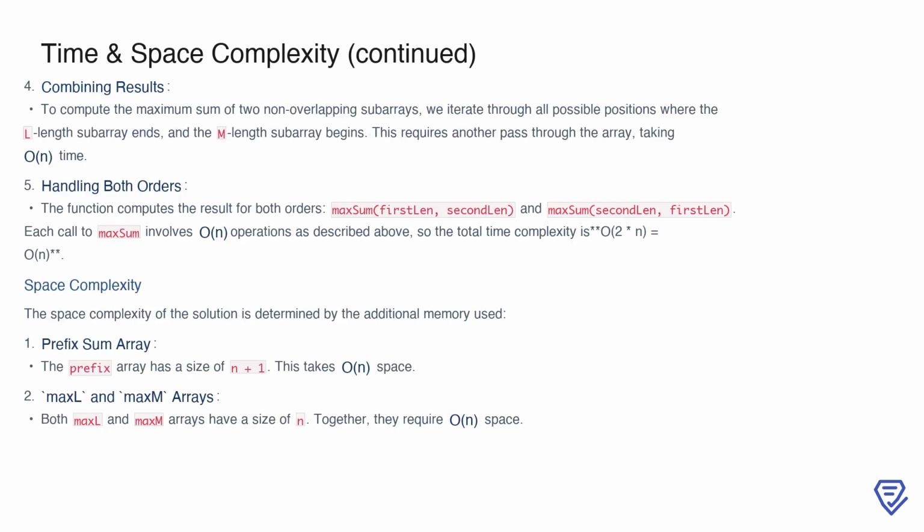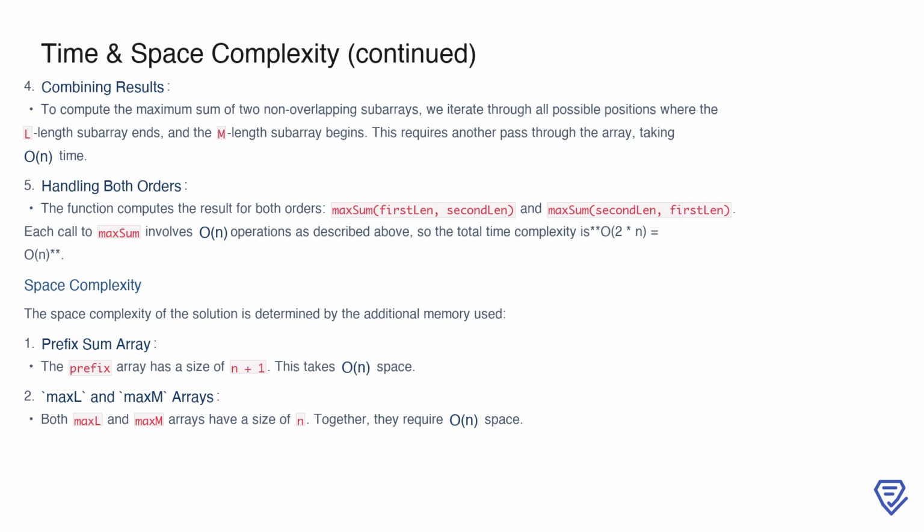Now, let's look at the step where we combine the results. To calculate the maximum sum of two non-overlapping subarrays, we iterate through all valid positions where the L-length subarray ends and the M-length subarray begins. This requires another O(n) pass through the array. Additionally, since the function computes the result for both orders, first considering L before M, and then M before L, we make two calls to the maxSum function. Each of these calls involves O(n) operations, so the total time complexity is effectively 2*O(n), which simplifies to O(n).